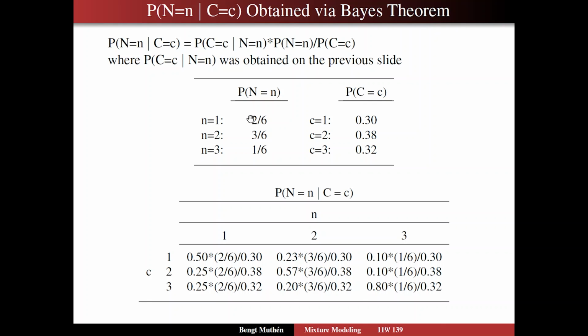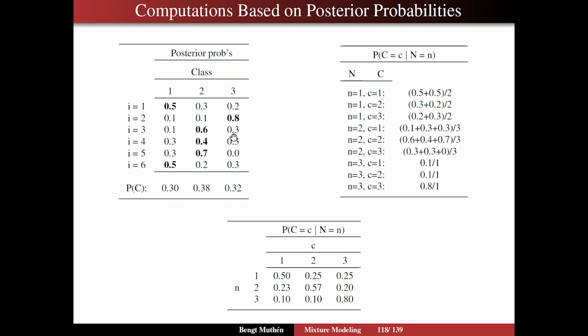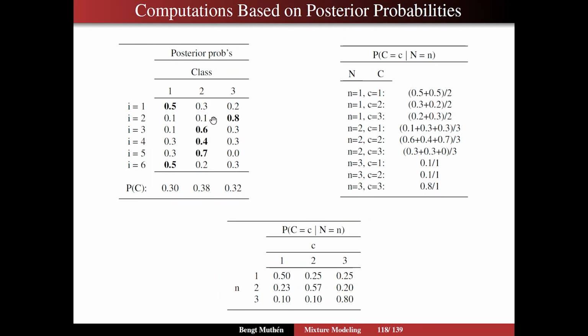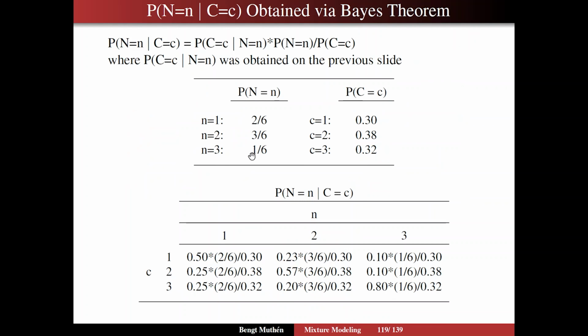Probability of n equals 1 through 3 here. Well, that's fairly easy to get. If you go back one slide, probability of n being 1 is, you have the 0.5 and 0.5 here. So you have 2 of them being 1, so 2 out of 6. And for here we have 3 out of 6, and then 1 out of 6. So that's easy to compute.